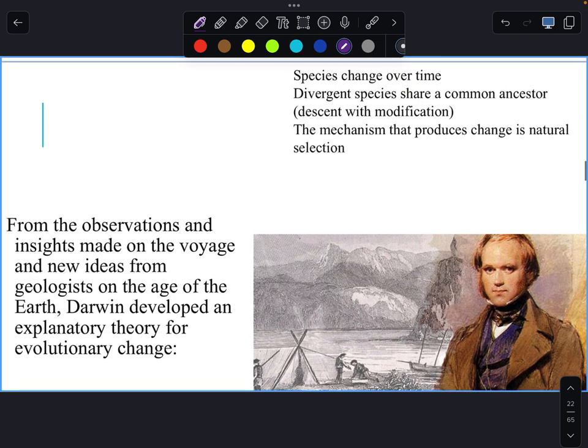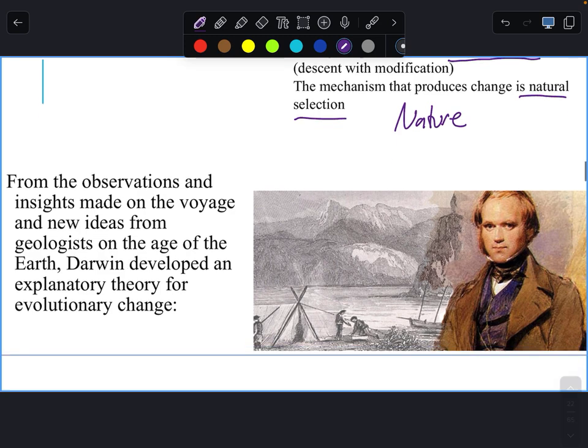So here's good old Darwin, young man, and he went on a voyage of the HMS Beagle. And what he saw was that species change over time. He dug up many fossils. They share a common ancestor. And then the mechanism that produces this change is natural selection. Nature, based upon the environment, randomly weeding out the weak ones, okay?